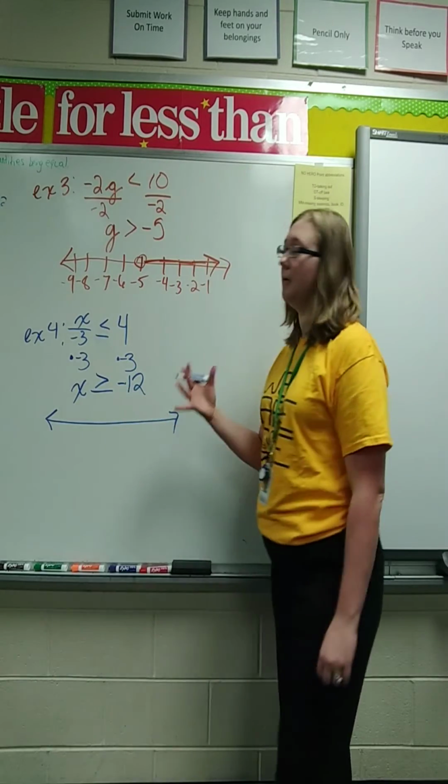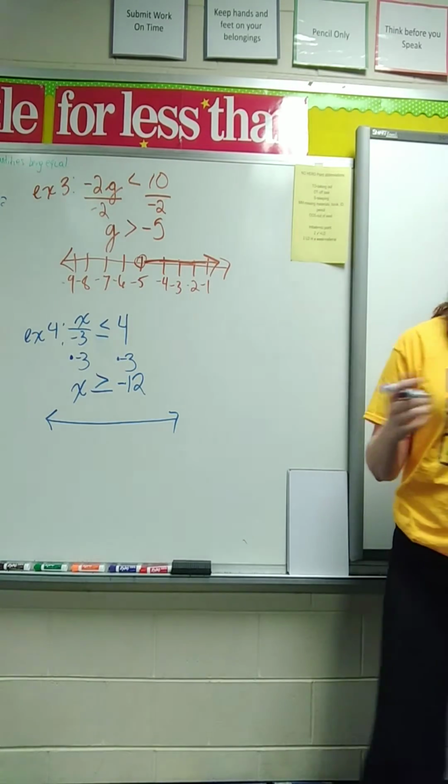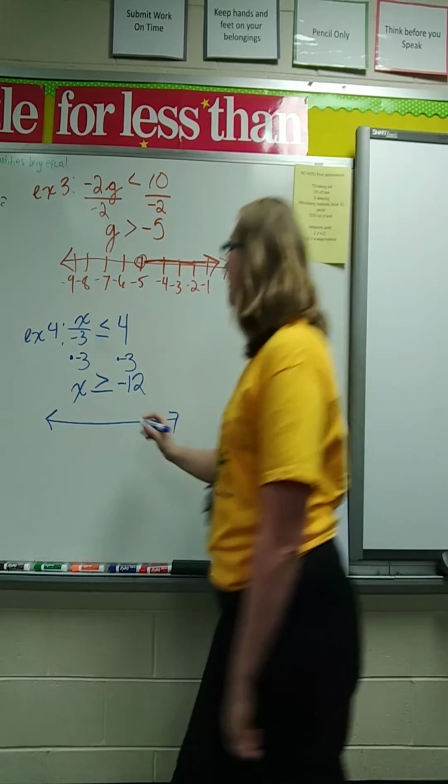So what number is going to go in the middle of my number line? Negative 12, right? Negative 12.